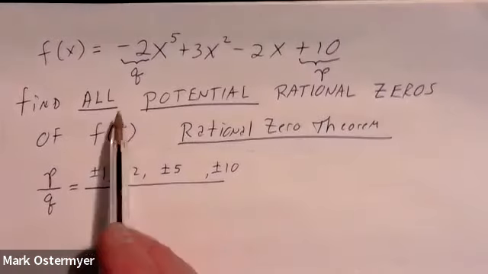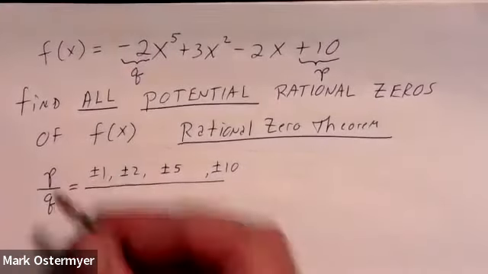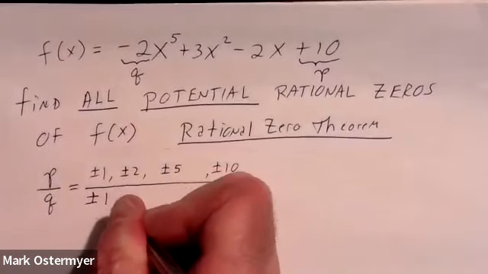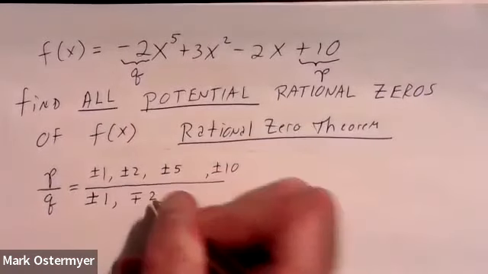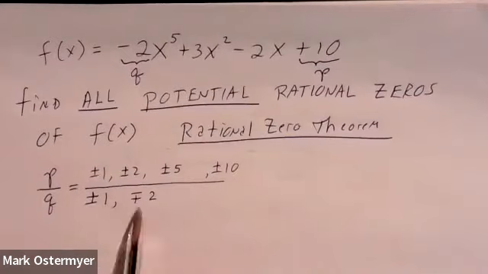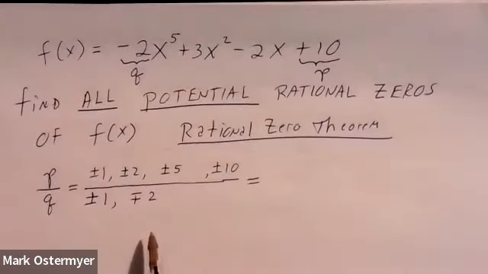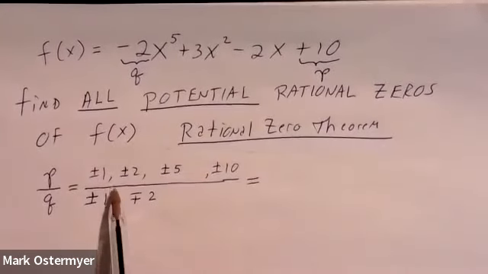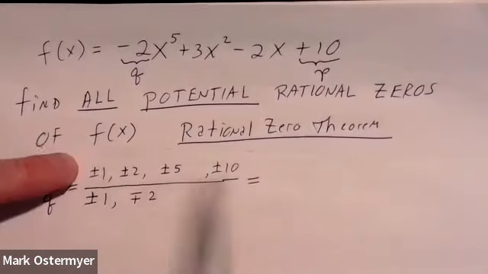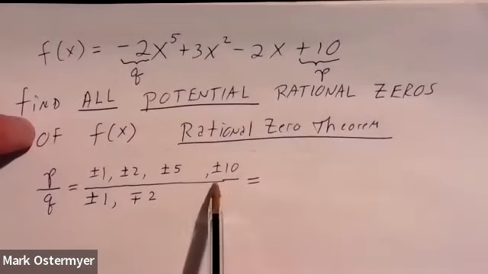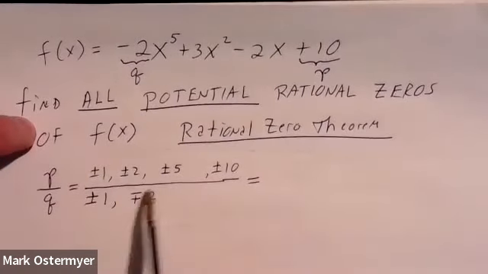What are all the factors of the leading coefficient, negative 2? Well, you could have positive negative 1 times negative positive 2. These are factors of negative 2. So the rational zero theorem guarantees that if f of x has a rational zero, it must be of the form of one of these rational zeros that I am about to list here.